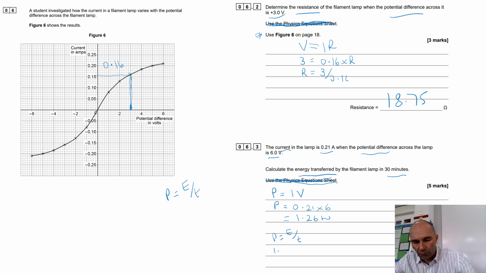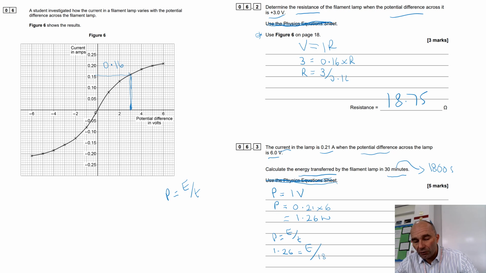We've got 1.26 equals E over, and again, they're trying to catch you out. 30 minutes we need to convert into seconds. So that is 30 times 60 gives you 1,800 seconds. Now, on this kind of question, even if you haven't got a clue how to do the question, if you've got a time in minutes, just convert it into seconds, and then there's a good chance you'll probably pick up a mark just for doing the conversion.